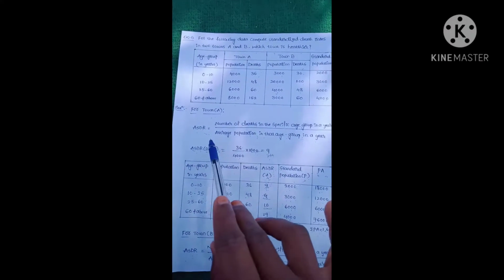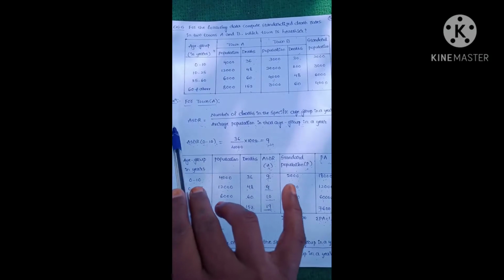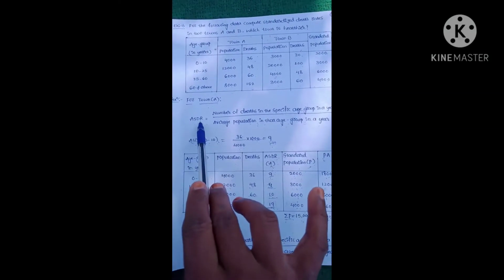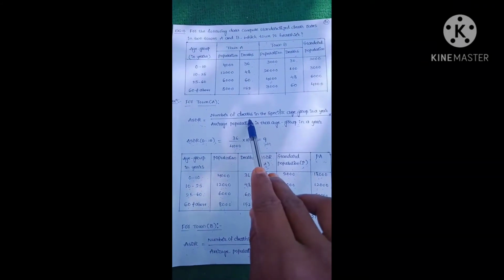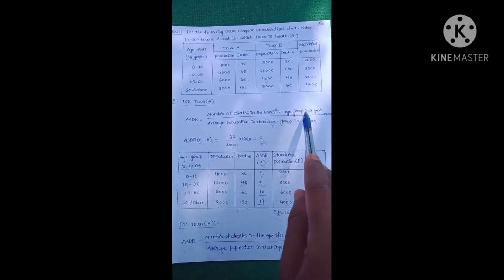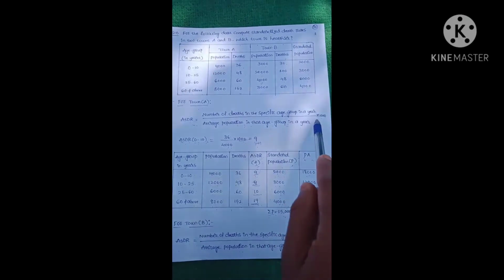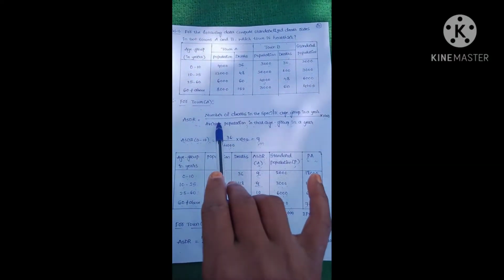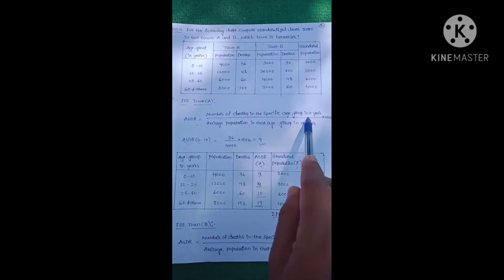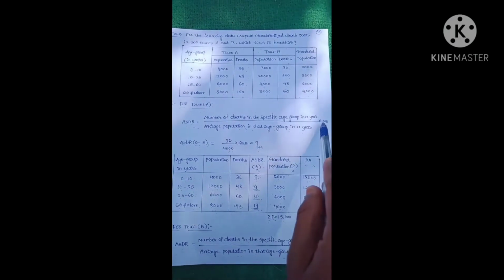Before calculating STDR, here we need to calculate ASDR. Already we have studied in the last class ASDR. ASDR means age specific death rate. What is the formula for age specific death rate? By using this formula we have to calculate ASDR. ASDR equals number of deaths in the specific age group in a year divided by average population in that age group in a year, into 1000.